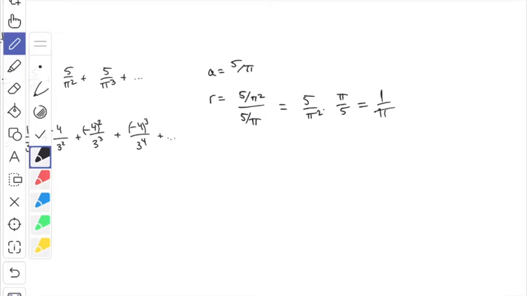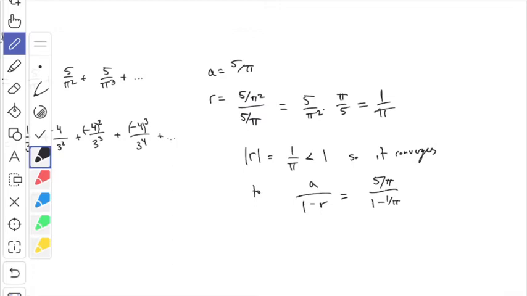Remember, we must check that this is in the appropriate range for convergence. So is the absolute value of r less than 1? Absolute value of r means, well, this is already positive, so it is 1 over pi. Is that less than 1? It is, because pi is something like 3. 1 over pi is close to a third, so it is less than 1, all right? Or you could just say that's a fraction where the denominator is bigger than the numerator, so it's less than 1. So it converges, and what does it converge to? Converges to a over 1 minus r, which in this case is 5 over pi over 1 minus 1 over pi, all right? And that's that.